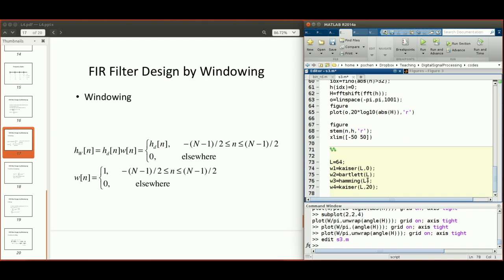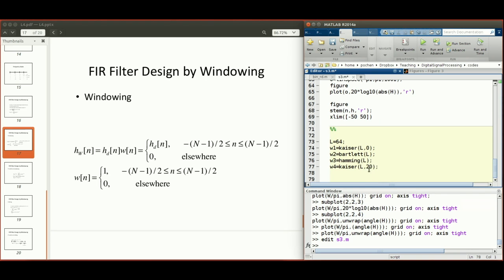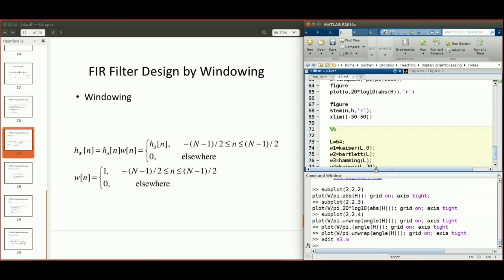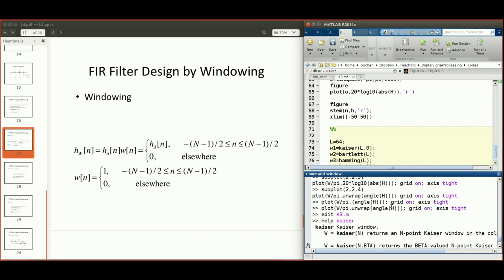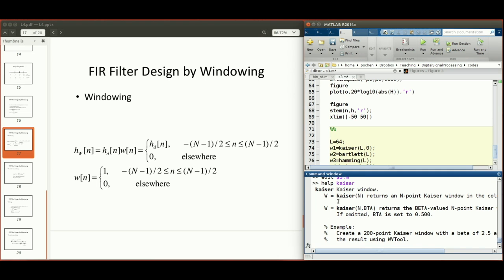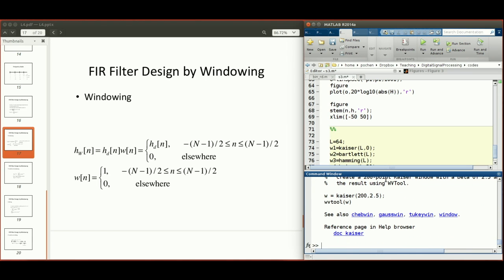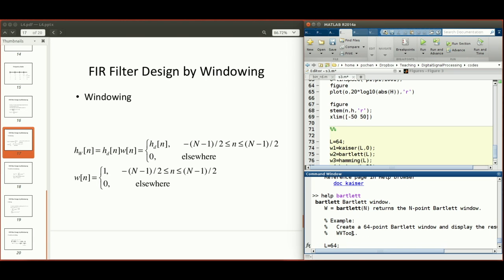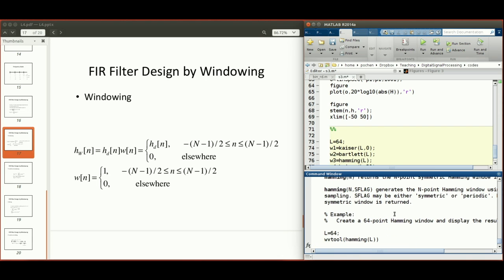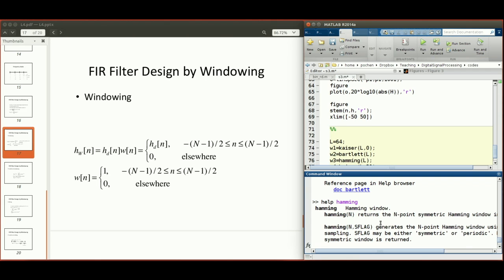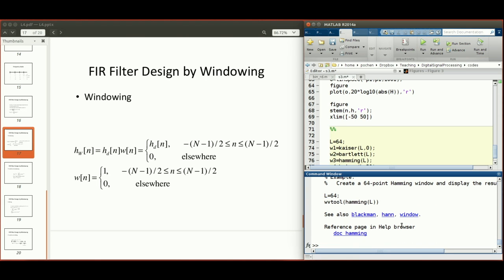If you haven't used those functions before in your coding experience, you can just type help Kaiser, and it will display how to use this particular function. It returns the N-point Kaiser window in the column vector W. You also have help Bartlett, for generating a Bartlett window, and then Hamming, for generating a Hamming window. There's also another window function called Hanning.